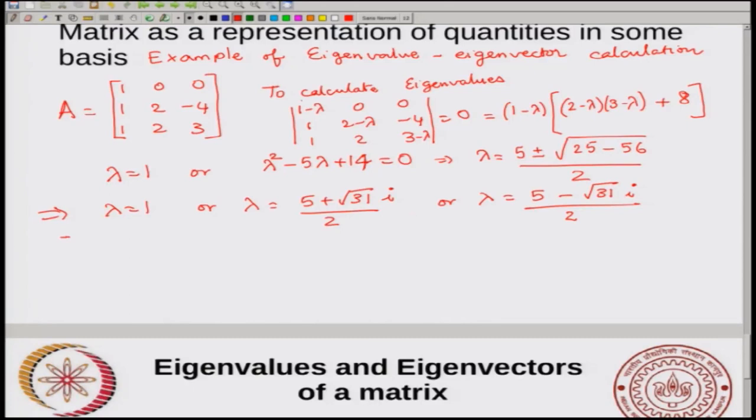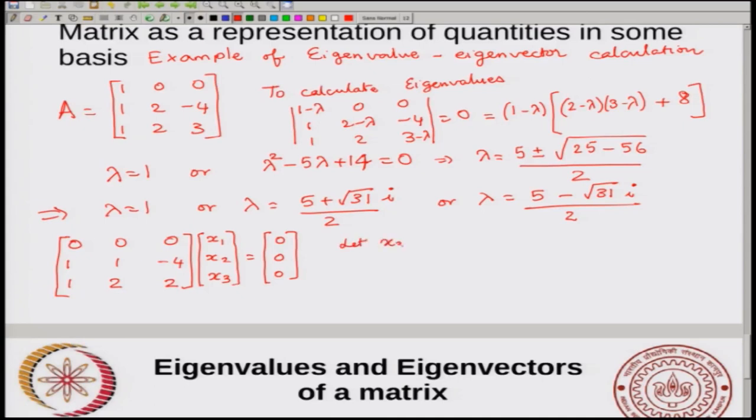So I'll get 1 minus lambda. Now lambda is 1, so I get my equation: 1 minus 1 is 0, 0, 0, 1, 2 minus 1 is 1, minus 4, 1, 2, 2. This times your eigenvector, which I'll just give some coefficients x1, x2, x3, has to be equal to 0, 0, 0. Since you have only two equations and three unknowns, you can choose one of the unknowns arbitrarily. So let x3 equal to 1.